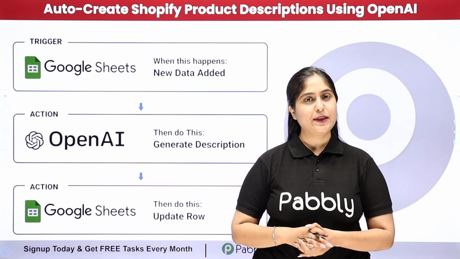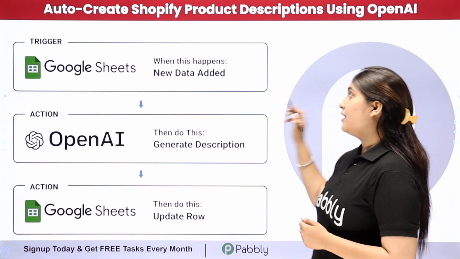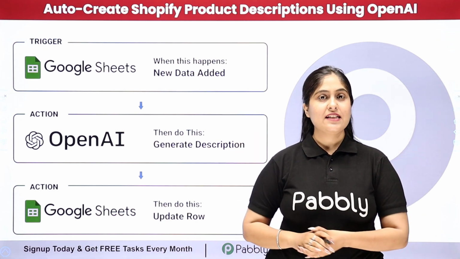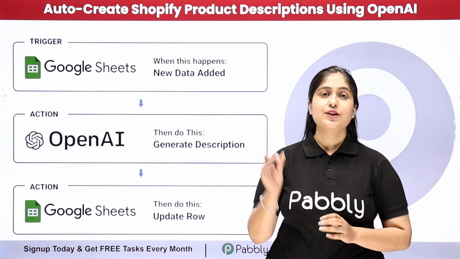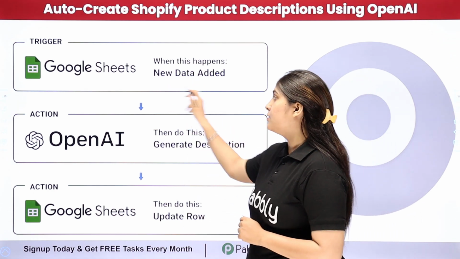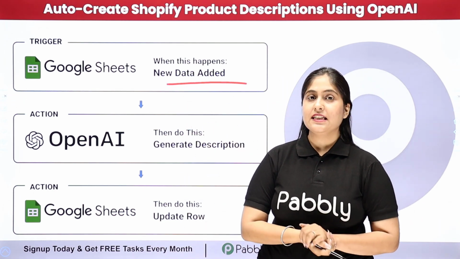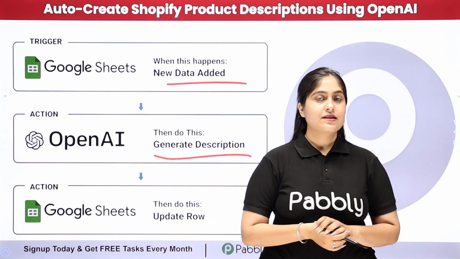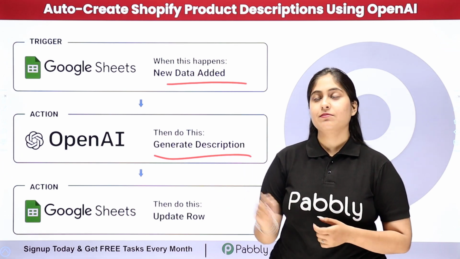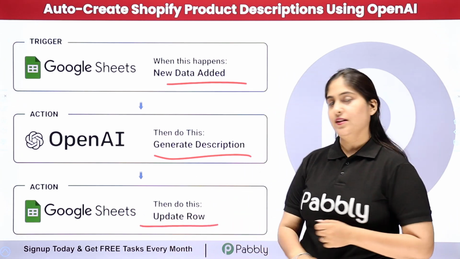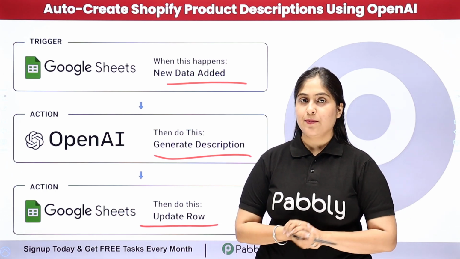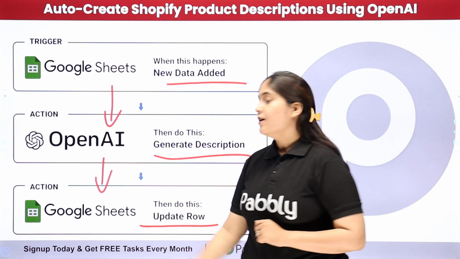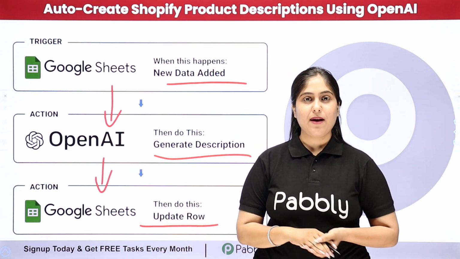In this video, we are going to understand how to auto-create Shopify product descriptions using an AI agent. As a Shopify seller, my objective is that whenever I add a new product detail in my Google Sheets, OpenAI should automatically generate the product description using the details. After generating the description, it should be updated in my Google Sheets under a specific column. To automate the entire process, I need to connect my Google Sheets with OpenAI and Google Sheets again using an automation software named Pabbly Connect.